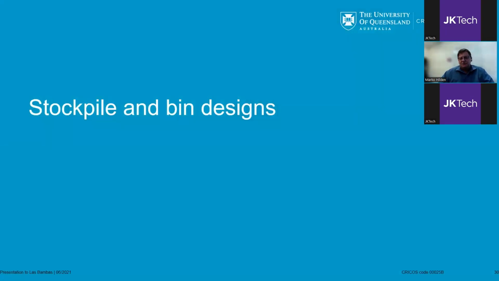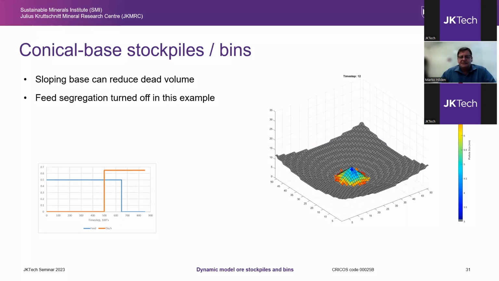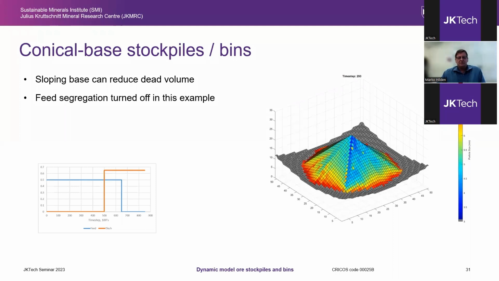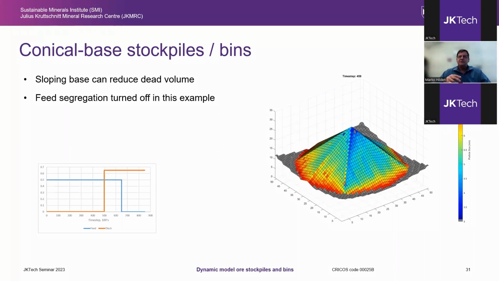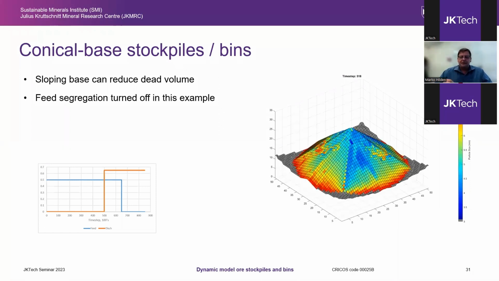The model's flexible enough to be used to simulate a wide range of stockpile and bin designs. In the previous examples, we had flat bottom piles except for a few pylons supporting the conveyors, but we can have a base of any profile, such as a sloping base, which might increase the live capacity of the pile. Here we're initially feeding the pile, then we start discharging, and finally the feed turns off and the pile empties out.